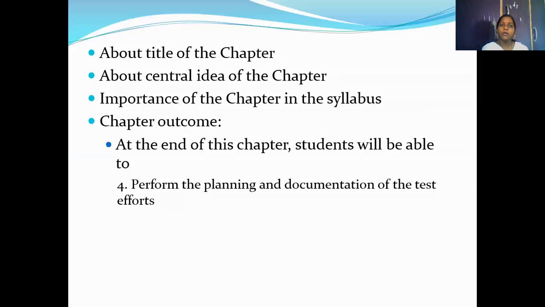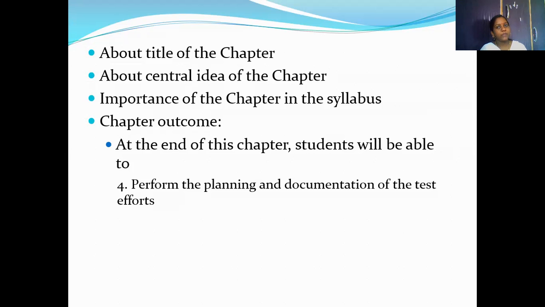So the chapter name is test planning and documentation. How you are going to plan your test. Test means the whole process of your software or product testing. How you are going to plan it accordingly, how you are going to execute it, and how you are properly maintaining the documentation for the same, how to maintain the document, which different parts are included in that particular documentation. All these points we are going to cover in this chapter.